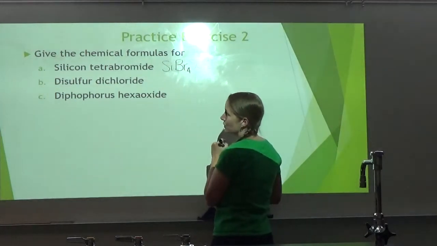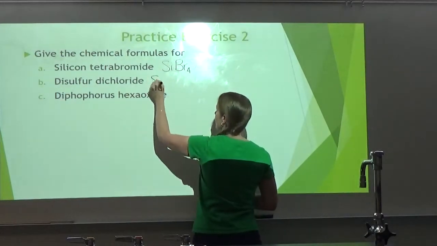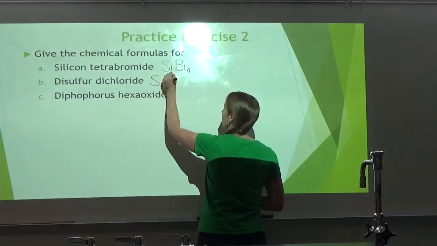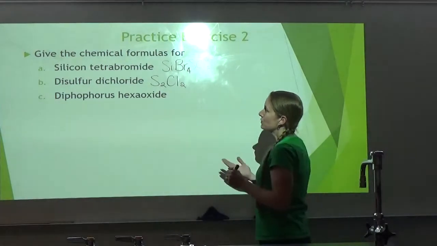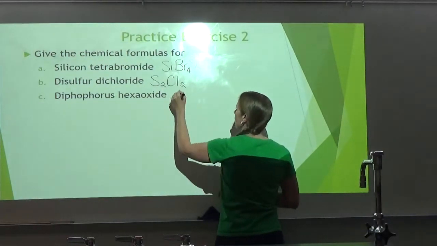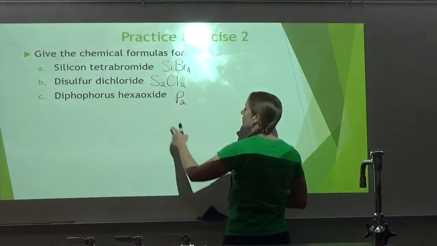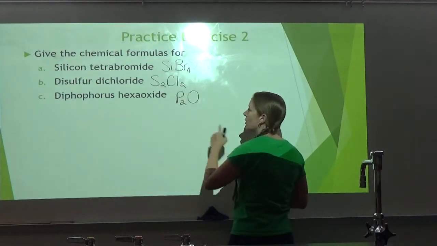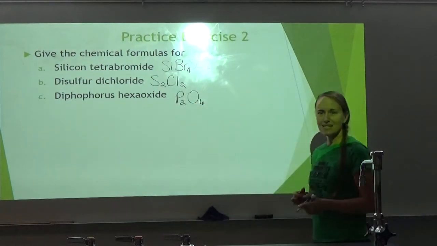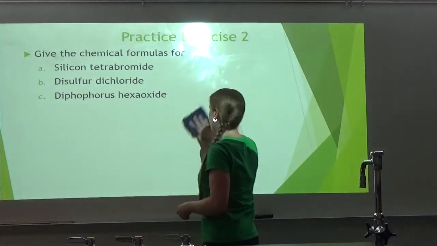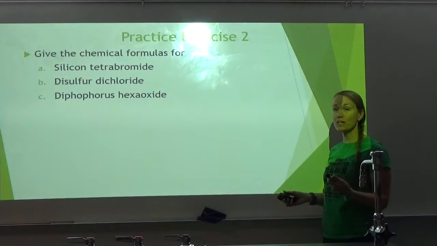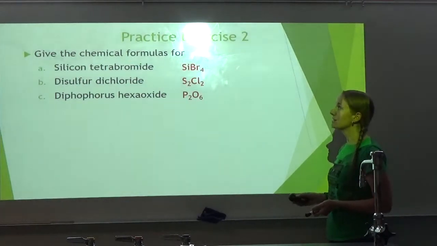Alright, next we have disulfur dichloride. Well, sulfur is S, di means 2, chloride is Cl, di means 2. And then last one, diphosphorus hexaoxide. Well, phosphorus is P, di means 2, hexaoxide, oxide's O, and hexa means 6, just like that. Okay, so hopefully at least the prefix ones are super easy. You might have needed a refresher with the Roman numerals and the acids.